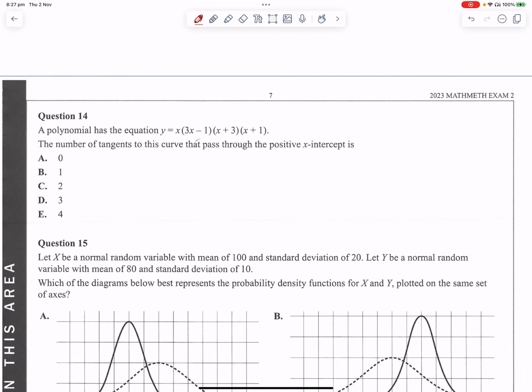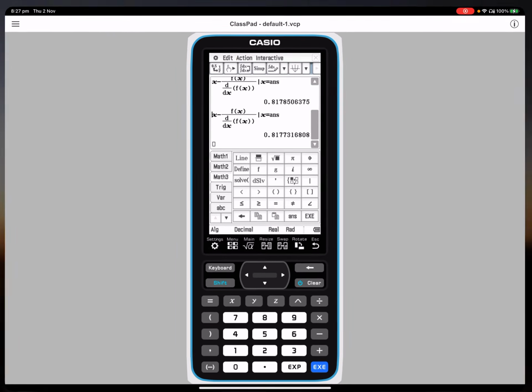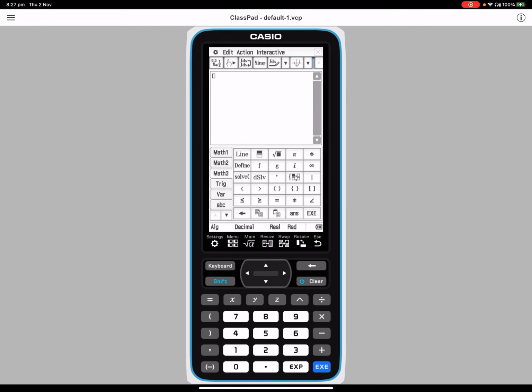Okay, a polynomial has the equation that the number of tangents that pass through the positive x-intercept. So the positive x-intercept is 1/3. We can find the equation of the tangent at any point. So x was at 3x minus 1, x plus 3, x plus 1.